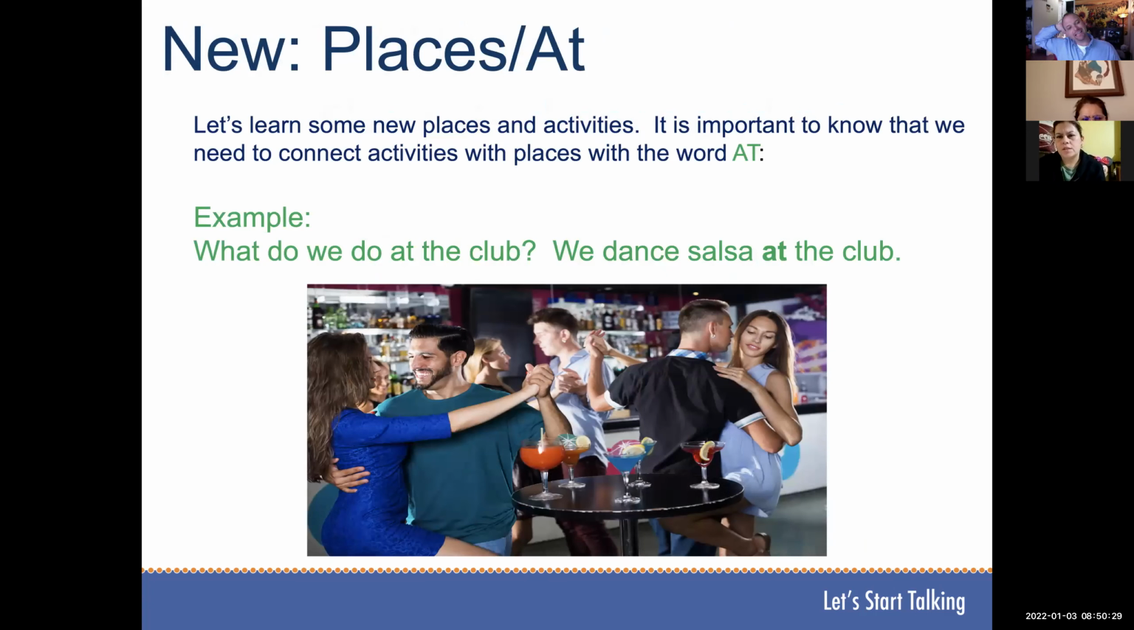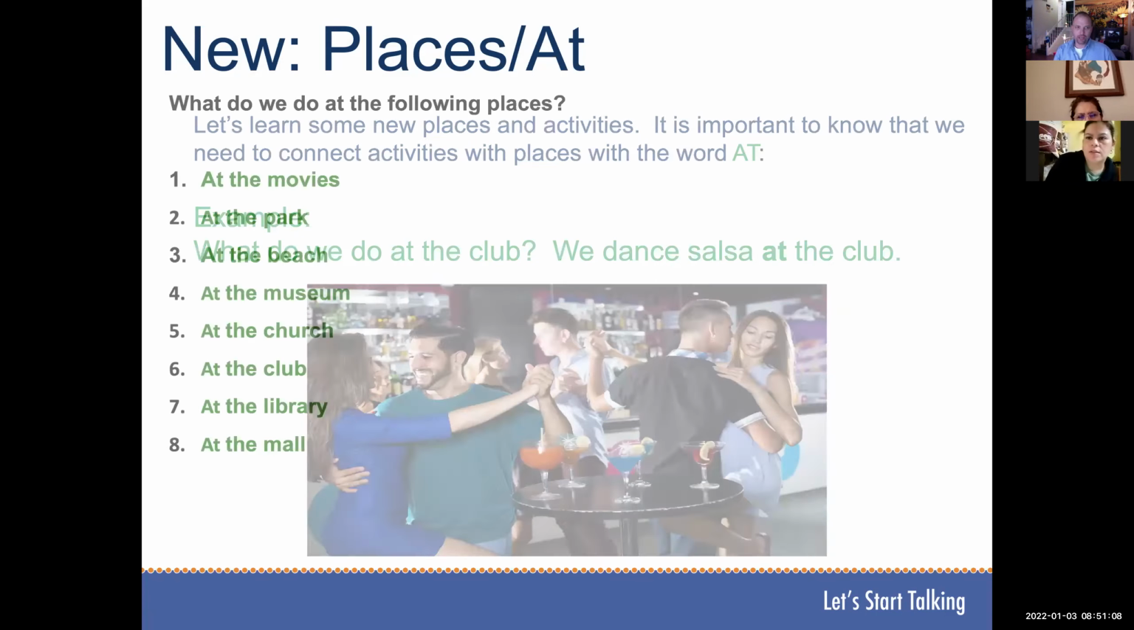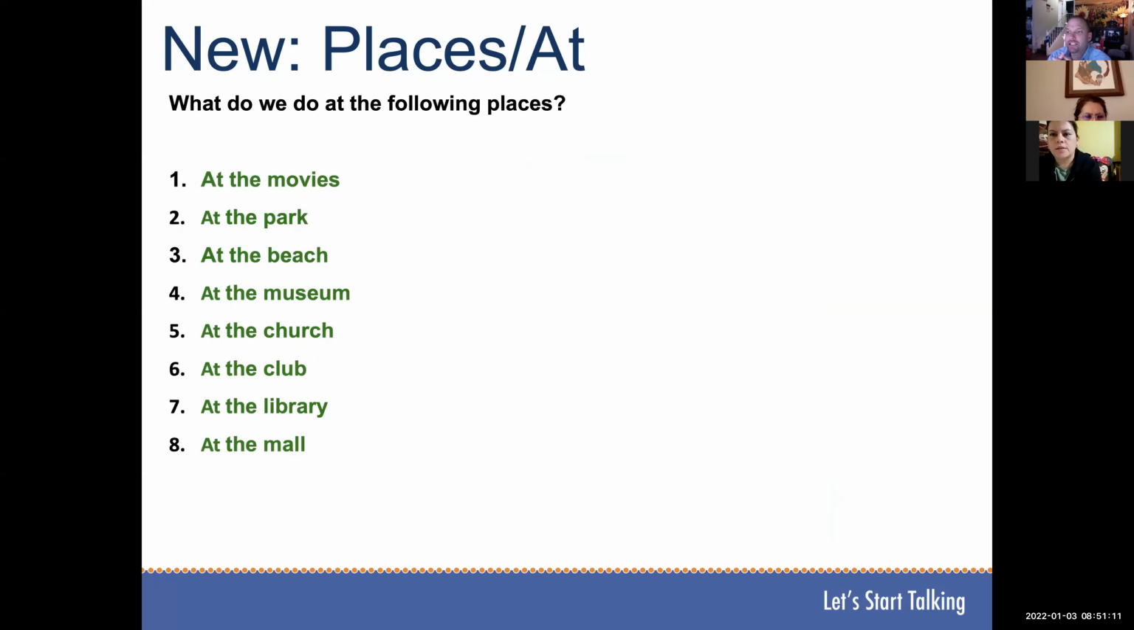Okay, let's talk a little bit about places. When we're talking about places, we'll typically connect an activity to a place with the word at. At es una preposición que en este sentido es decir como en español, ¿no? What do we do at the club? ¿Qué hacemos en la discoteca? What do we do at the club? We dance salsa at the club. Does that make sense? At the park, at the store. Okay, so what do we do at the following places?